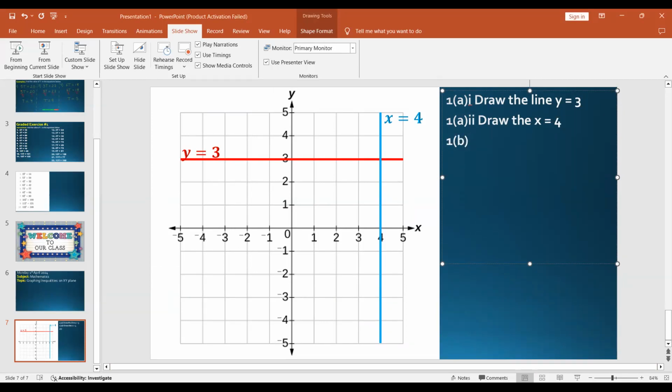Okay, so the next part is B. It says write the coordinates where the two lines intersect. So we have to write the coordinates of where the two lines intersect.